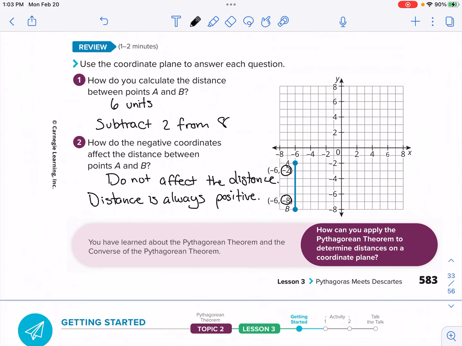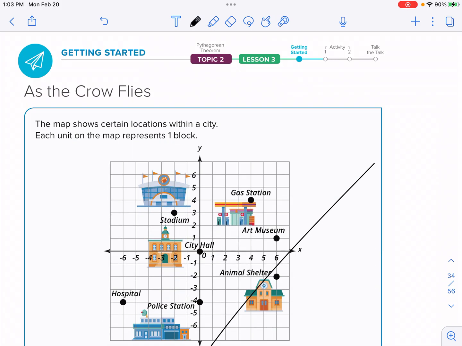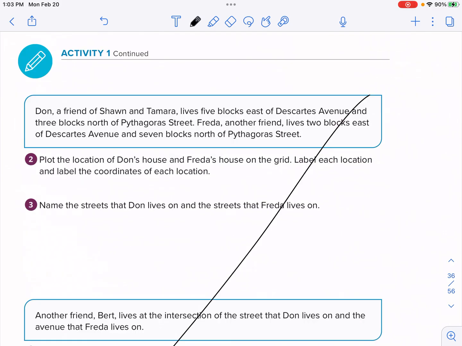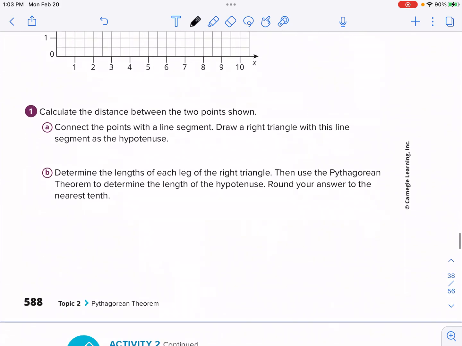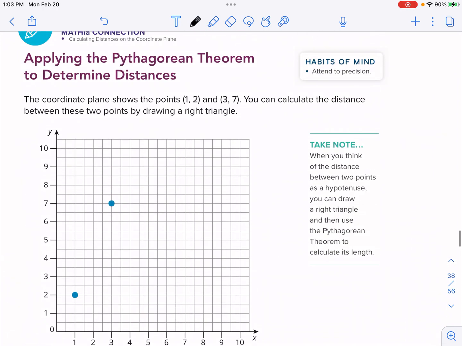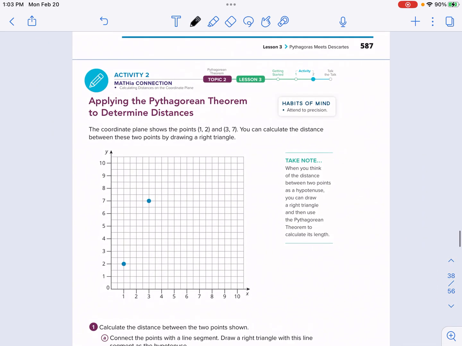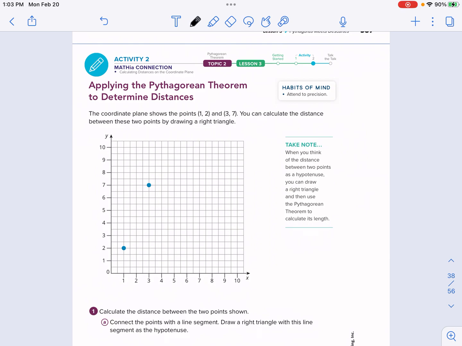Okay. We could go through these other problems, but I want you to just skip to 588. So I've crossed off getting started. This is all in activity 1. But I really want you to just practice starting on 588, so right here. That says activity 2, applying the Pythagorean theorem to determine distances.